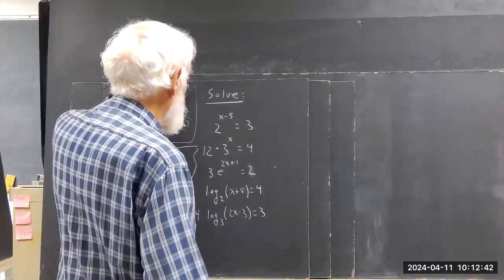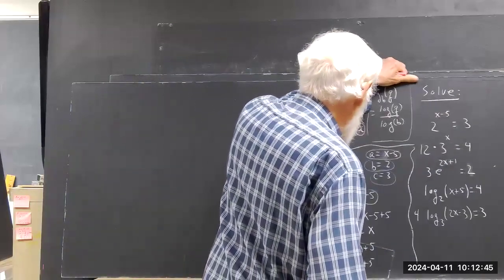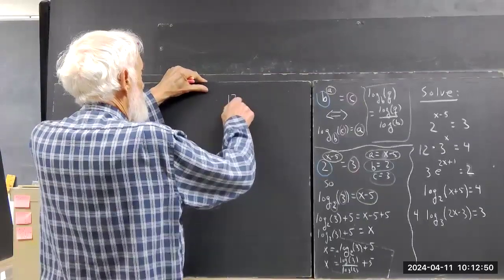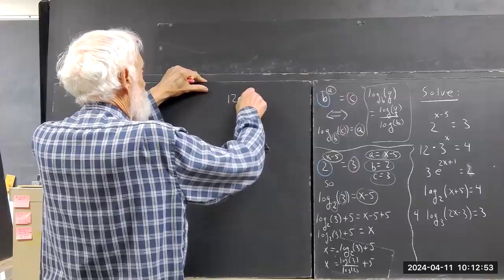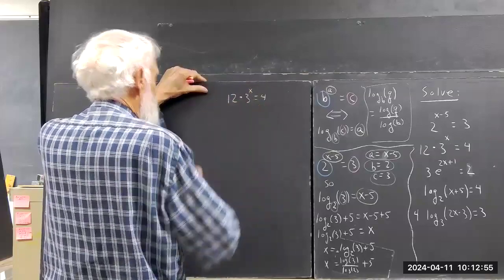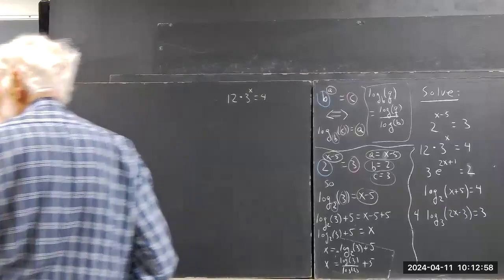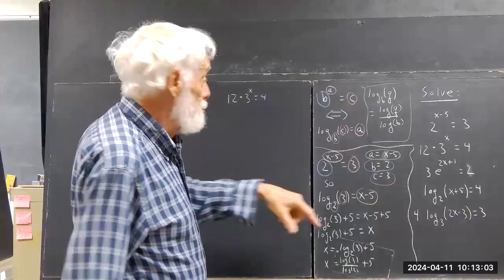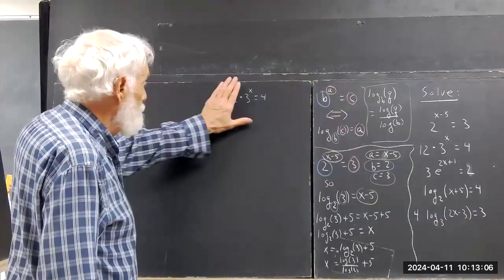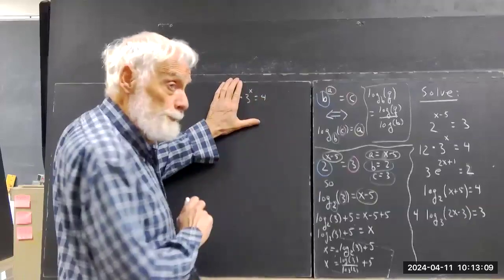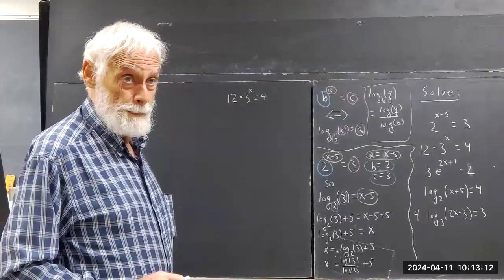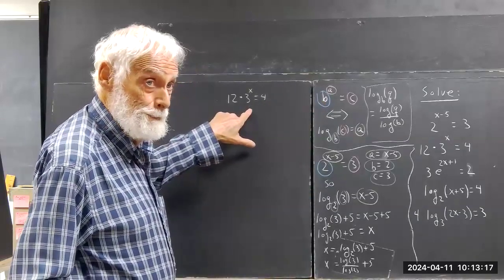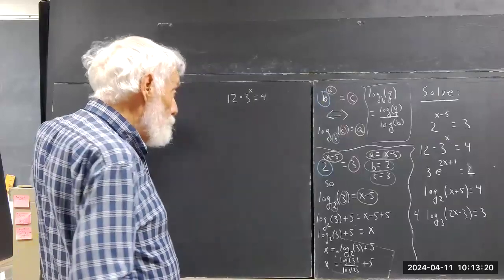Now the second equation. 12 times 3 to the x equals 4. It's not in this form. It's not a b to the a equals c. I mean, right there's a b to the a equals c, but it's got a 12 in front of it. There's nothing in front of b here, but there's a 12 in front of 3 to the x. So what are we going to do about that?